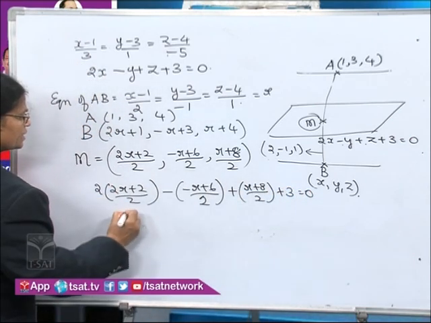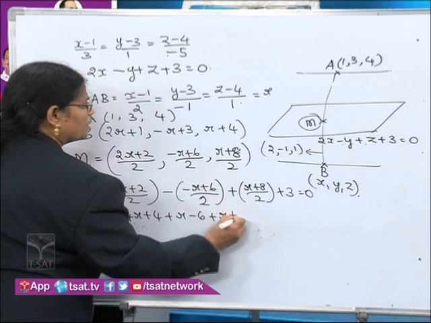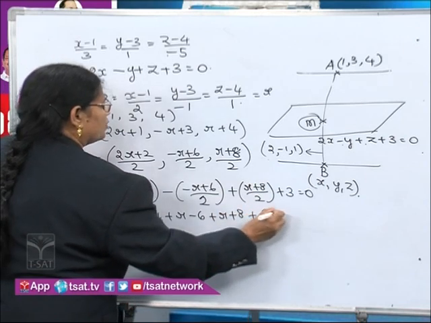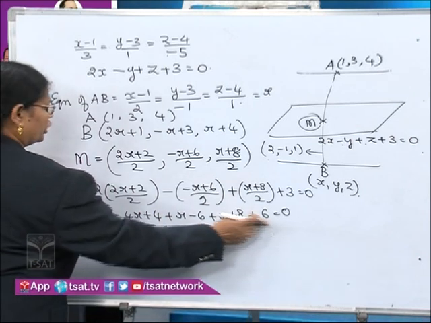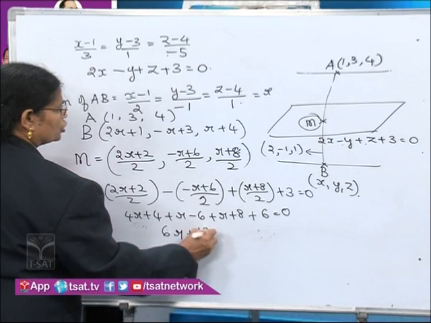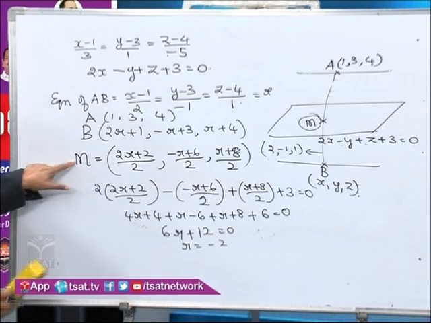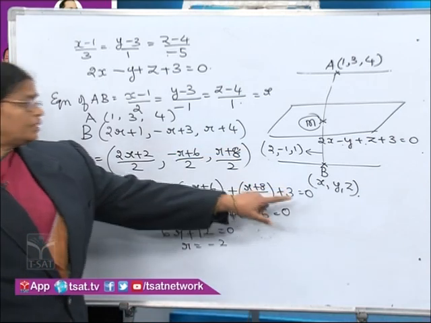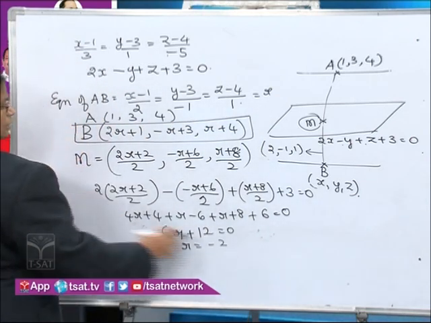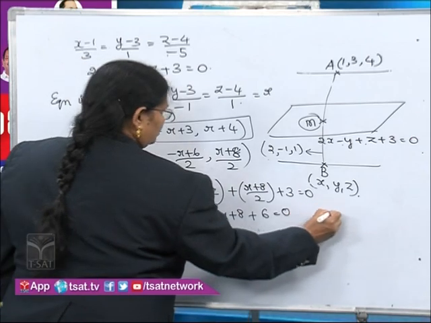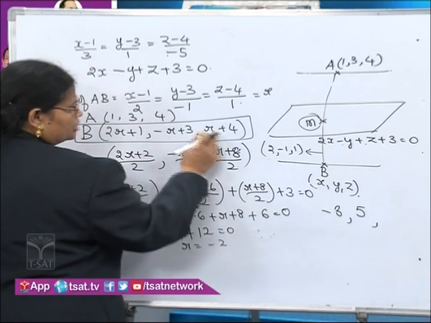Let us keep the 2 as it is. (4r + 4) + (r - 6) + (r + 8), multiply this by 2 here, plus 6 is 0. So we have 6r + 14 + 18 - 6 + 12 = 0, so r is -2. Substituting, we get the point B, (x, y, z). I want the B point. Now when we get the B point, it is -4 + 1, so -3; 2 + 3, 5; -2 + 4, 2.